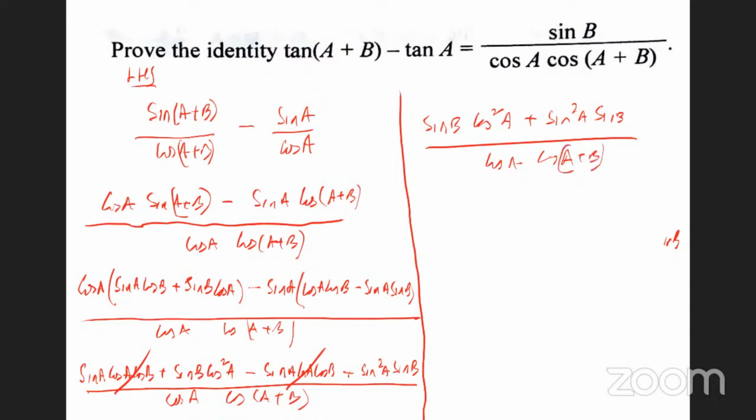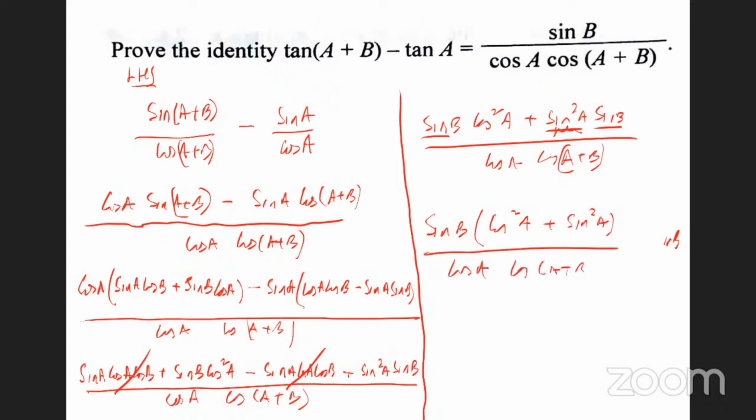When you reach here now, you could factor out sine B. When you factor out sine B, you'll get cos squared A plus sine squared A all over cos A plus B. This value here is 1, so you'll end up with sine B all over cos A plus B. All right, let's check out 22 now.